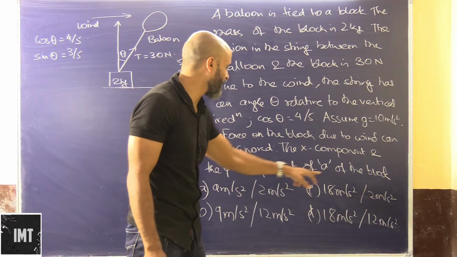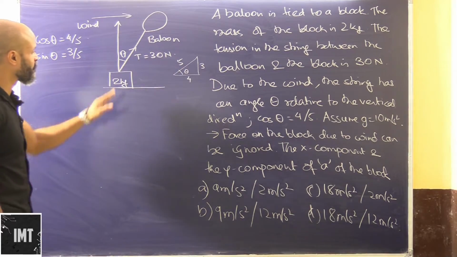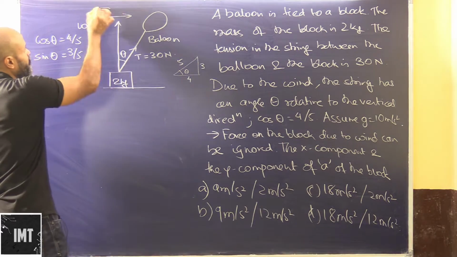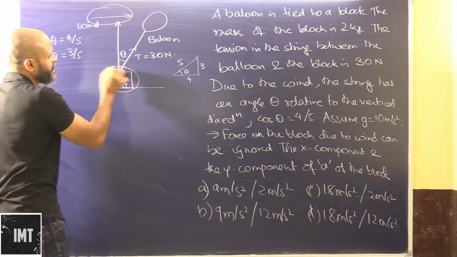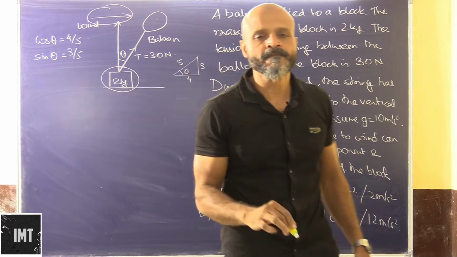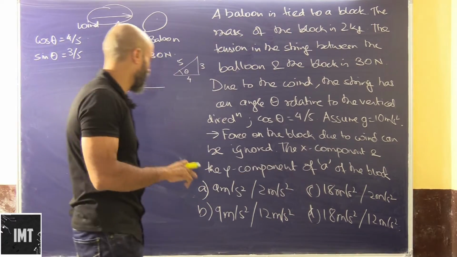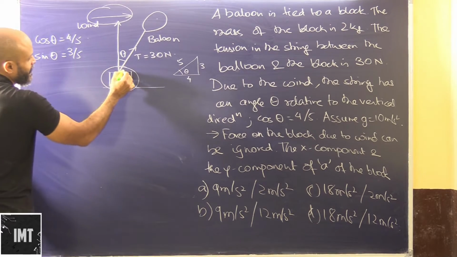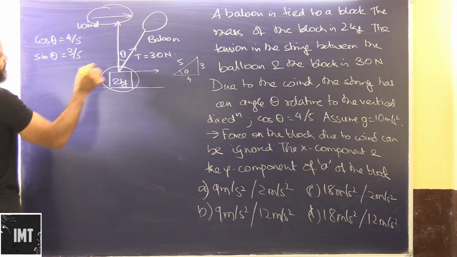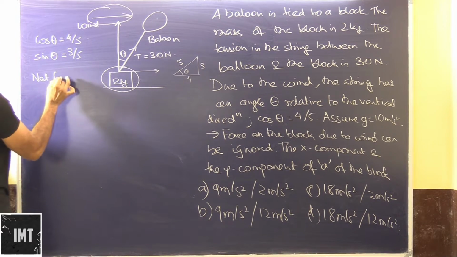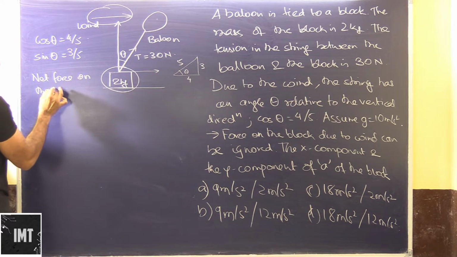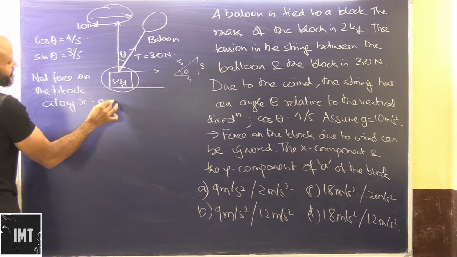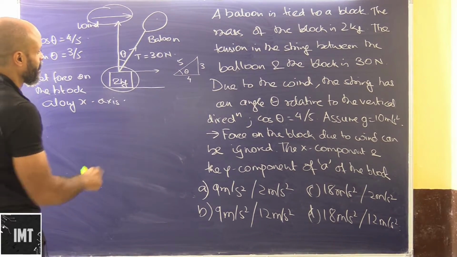We have to calculate the x component and the y component of the acceleration a of the block. We are ignoring this. See, the wind is exerting a force on the balloon, but the wind is incapable of exerting a force on this mass. So let's calculate this. Now we have options. Go. If I calculate this T, what will be the net force on the block along the x-axis?